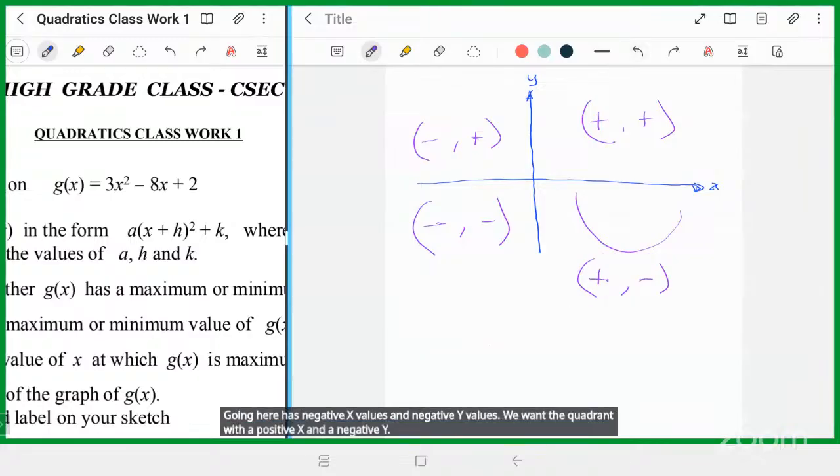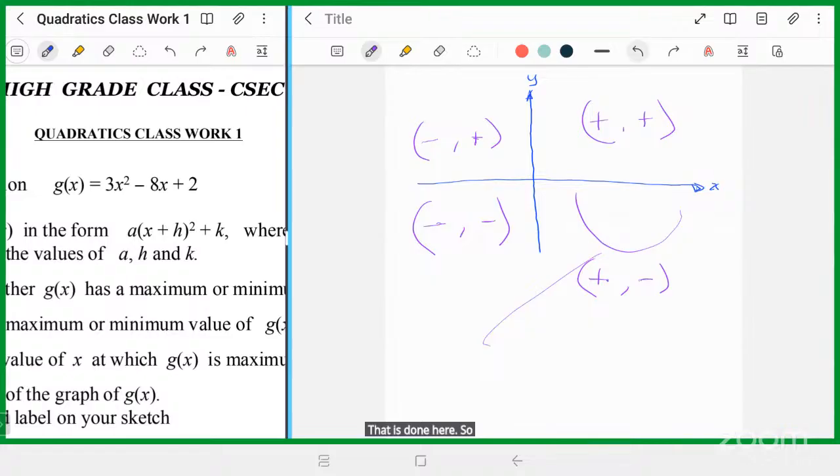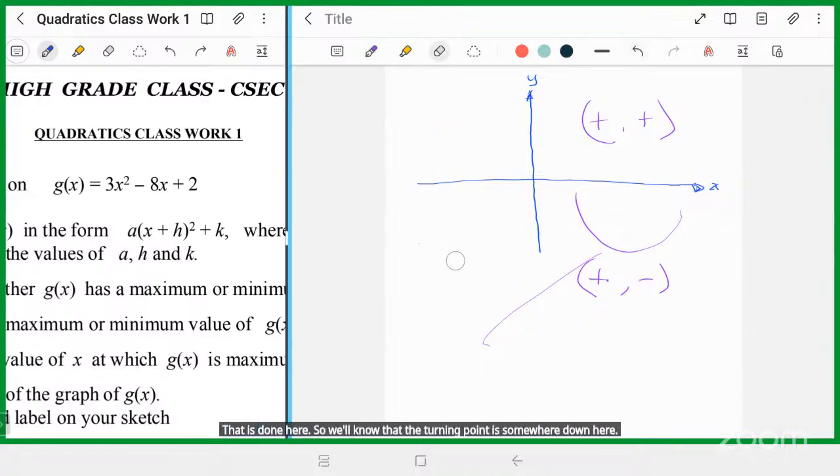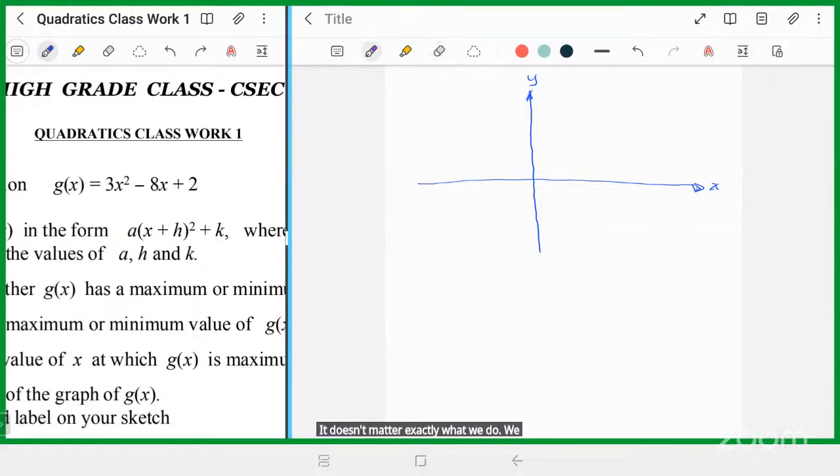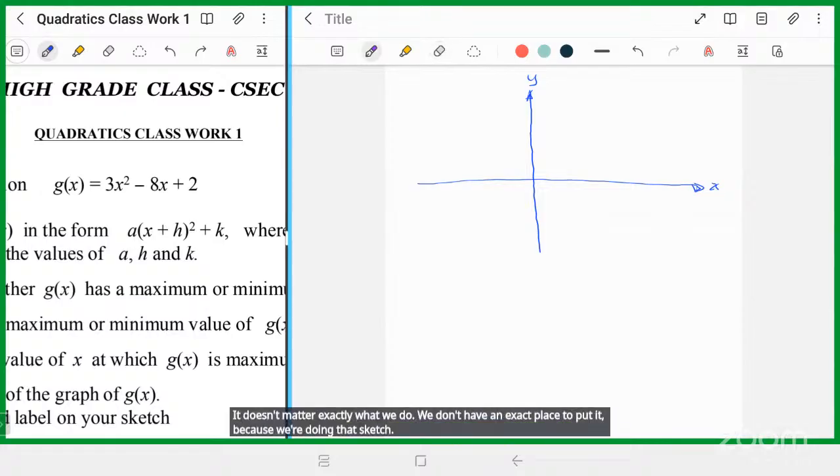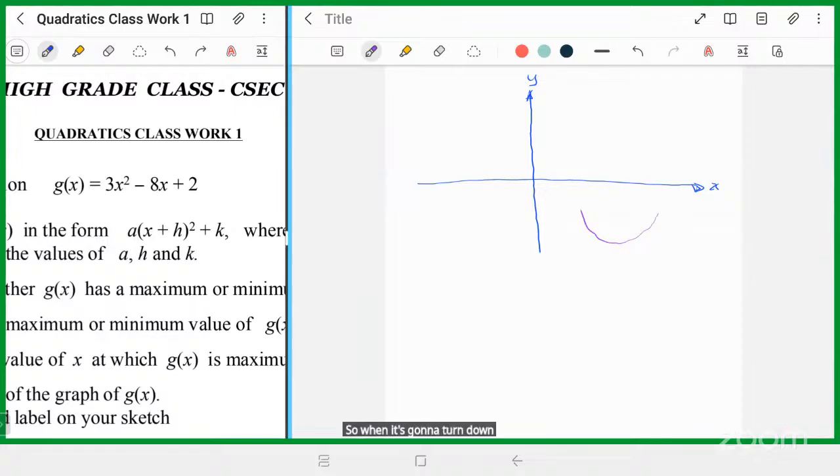That is down here. So we know that the turning point is somewhere down here. It doesn't matter exactly, we don't have an exact place to put it because we're doing a sketch. So we know it's going to turn down somewhere down here. Then we're looking for 0, 2. That's a positive y-axis intercept, where it crosses the y-axis. That's a positive y value on the y-axis. Positive y values on the y-axis are somewhere up here.